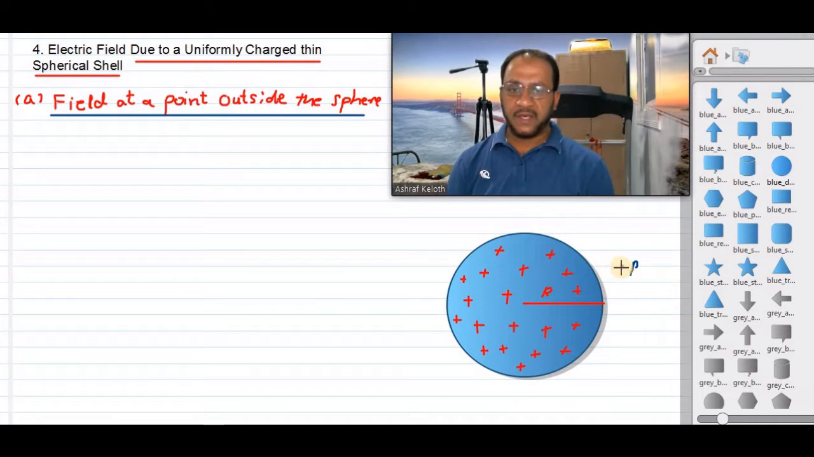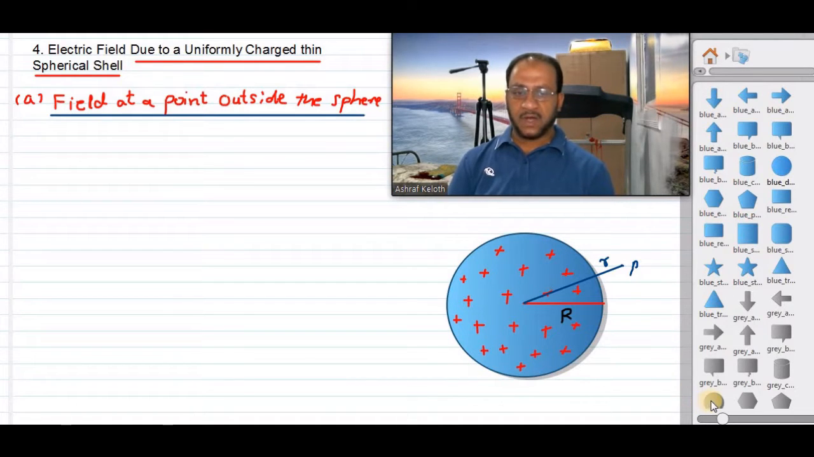We have a point P here, and that point P is at a distance small r from the center of the sphere. If you take the distance from the center of the sphere to this point P, that distance is small r. And this original metallic shell has radius capital R.